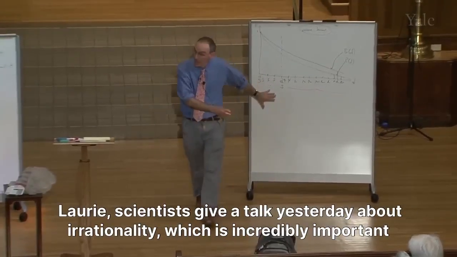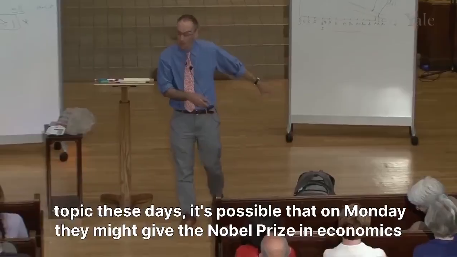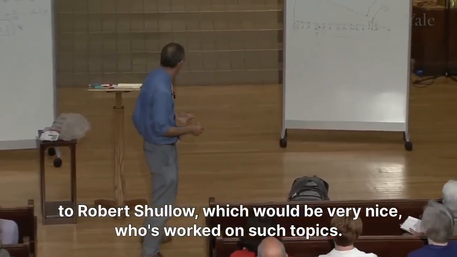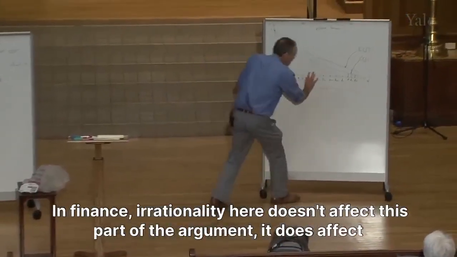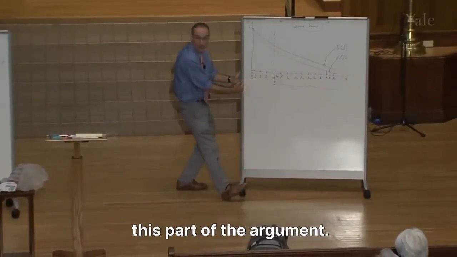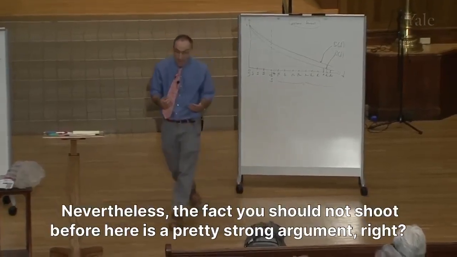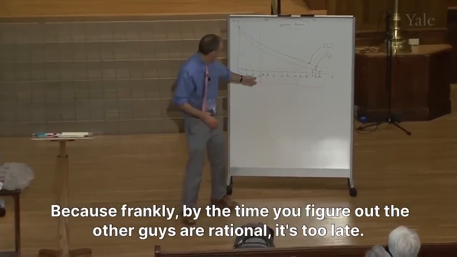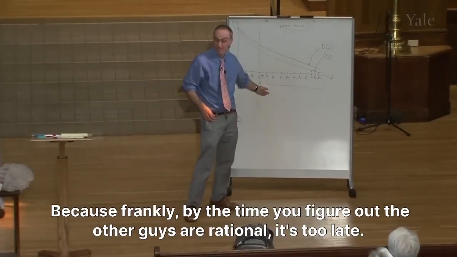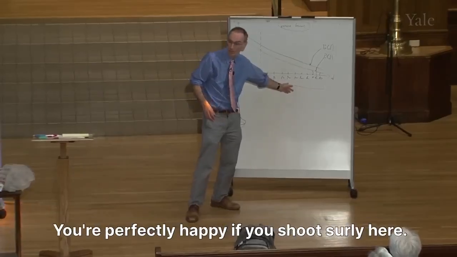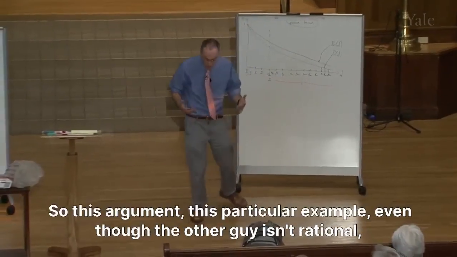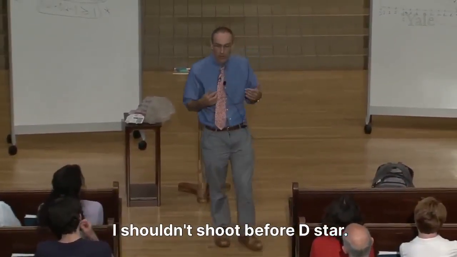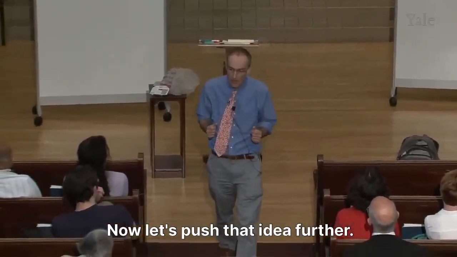Laurie Santos gave a talk yesterday about irrationality, which is an incredibly important topic these days. It's possible that on Monday they might give the Nobel Prize in Economics to Robert Shiller, who's worked on such topics in finance. Irrationality doesn't affect this part of the argument. It does affect this part. Nevertheless, the fact you should not shoot before here is a pretty strong argument, because by the time you've figured out the other guy is irrational, it's too late. You don't really care if he shoots early here. You're perfectly happy if he shoots early here. So even if I think the other guy isn't rational, I shouldn't shoot before D star.